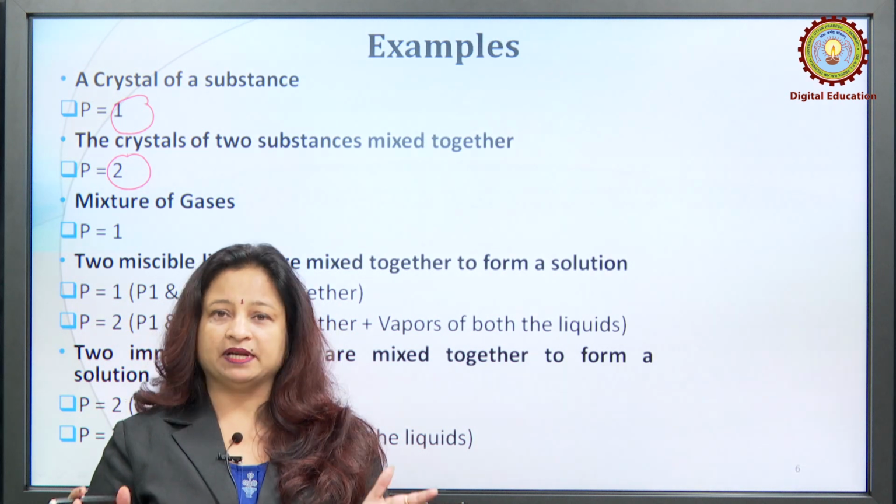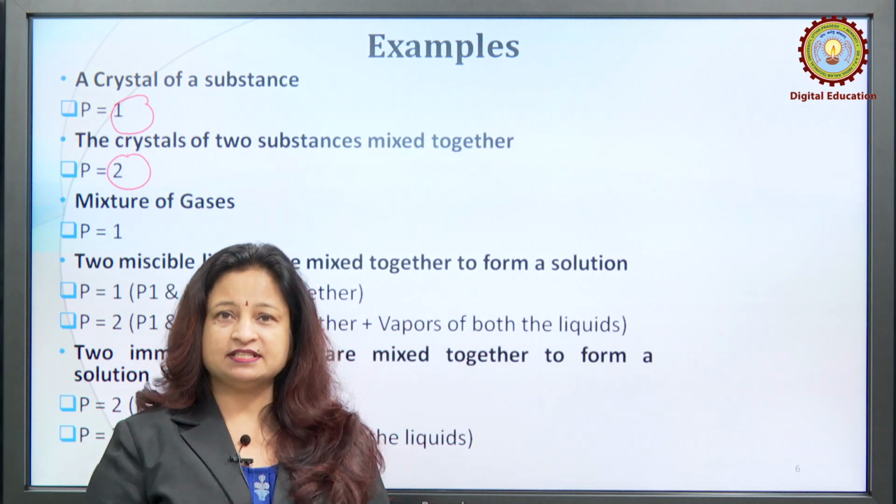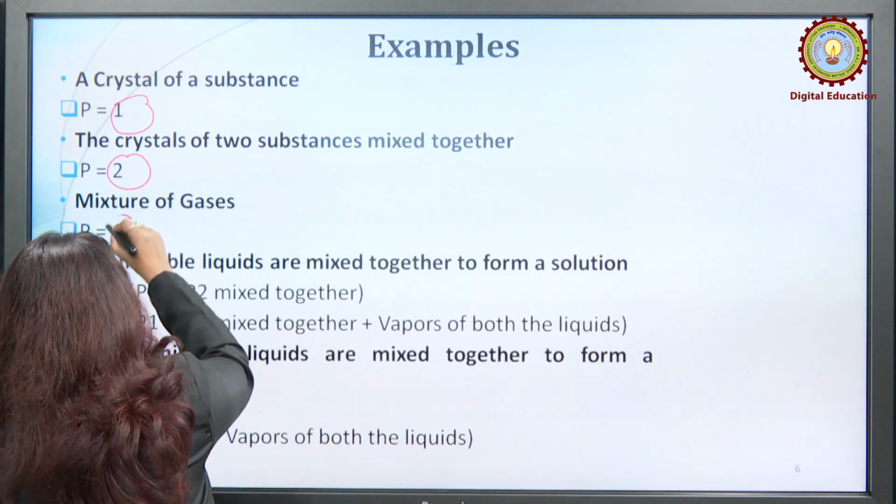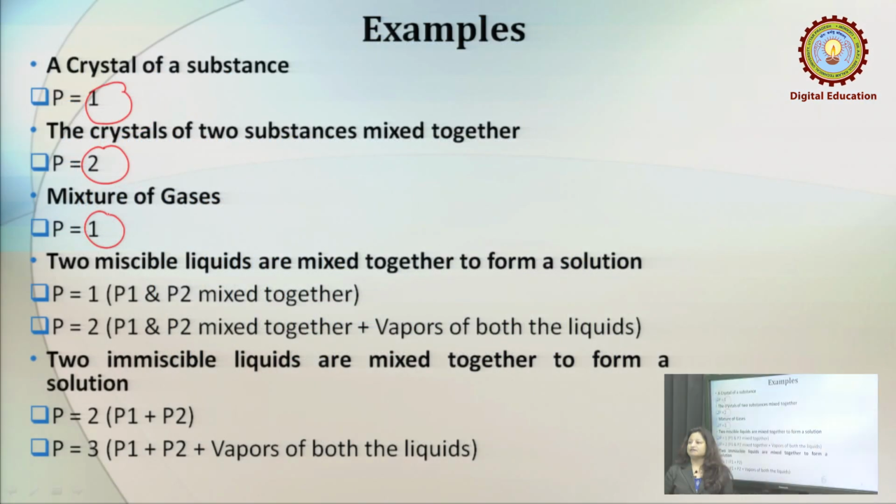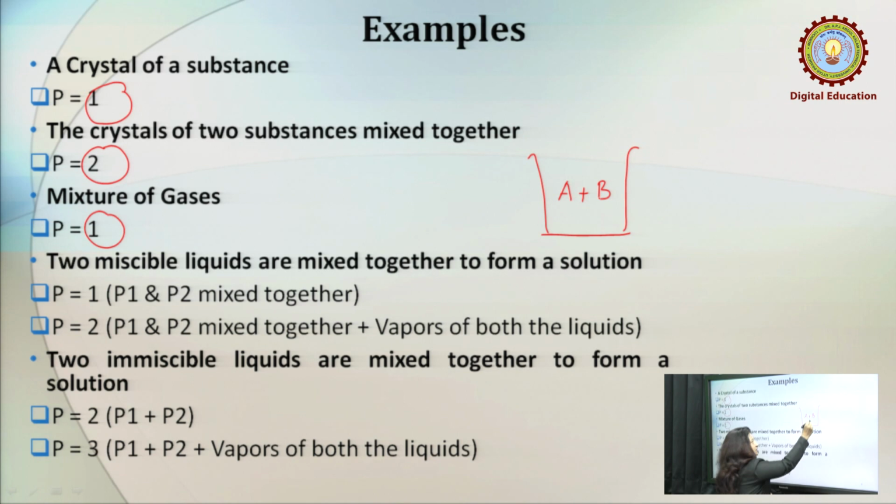So all the gases completely mix together to constitute a single phase. So a mixture of gases will represent a single phase system. So this is a single phase system, mixture of gases, right? Now in the next case, we can see 2 miscible liquids are mixed together to form a solution. Suppose in a beaker we are taking 2 liquids mixed together, A plus B. Now these are miscible, right?